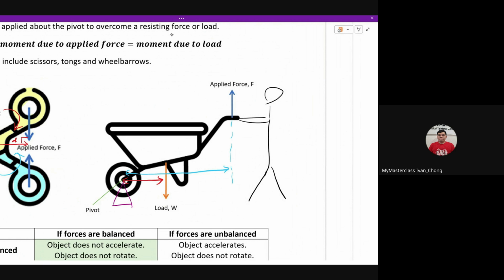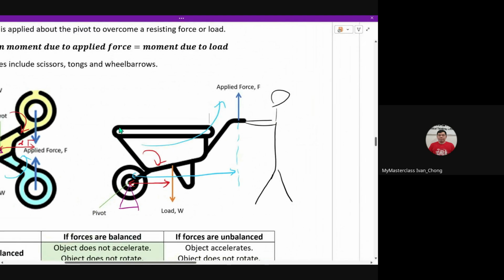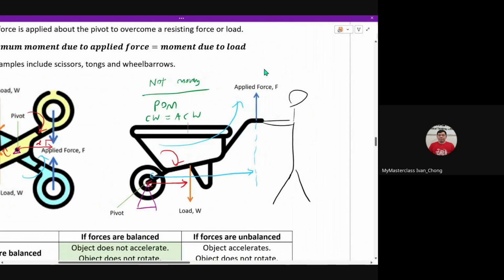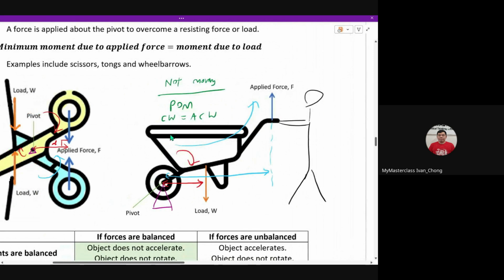Okay, so this one will give you a clockwise moment. This one will give you an anti-clockwise moment. Okay. So what can you say here? Because my wheelbarrow is actually not moving, we can say that we can use principle of moments where your clockwise moment is equal to your anti-clockwise moment. Can you see that? So because of this, this is your principle of moments itself. So normally when you have two or more forces, this is how you solve.